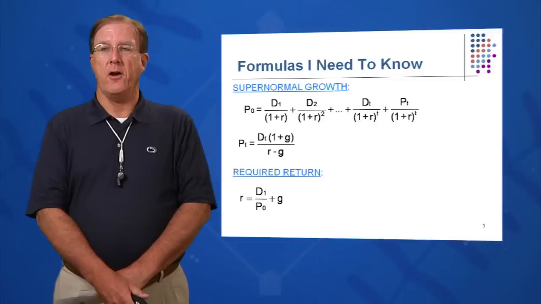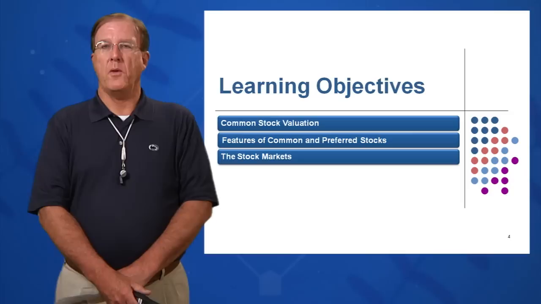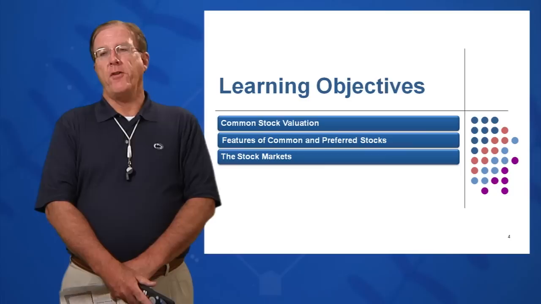Looking at our learning objectives, we have three for this chapter. We want to know and learn how to value common stock. We're going to go through some of those models. What are some of the features of common stock and preferred stocks, and how are they different? And finally, where do we buy our stocks? The answer is on the stock markets, and we'll go over some of the stock markets.